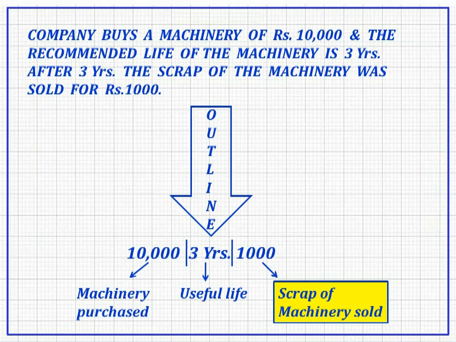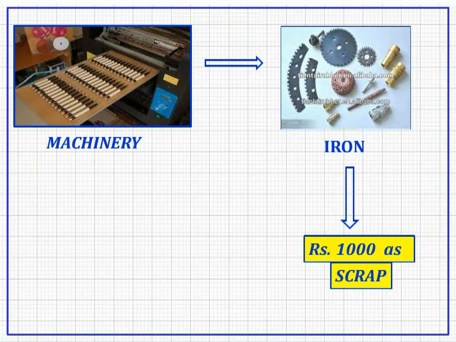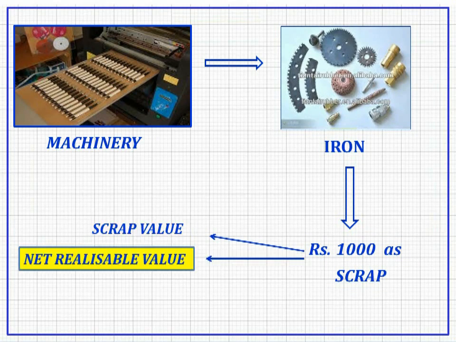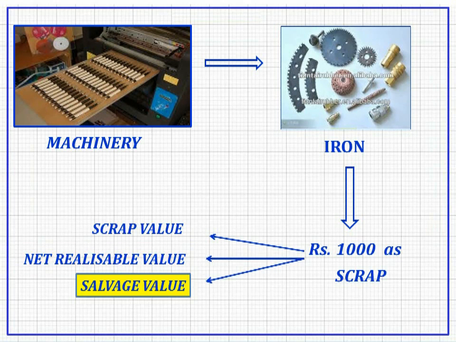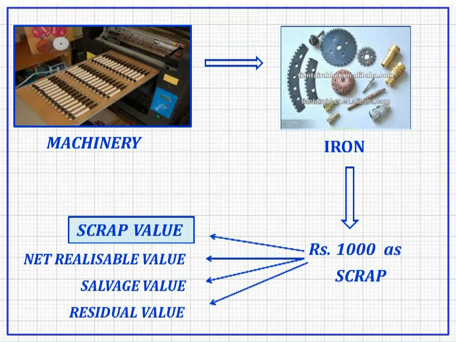If you have bought the machinery, naturally the machinery is made of some iron. If you can't use it as a machine, at least you can sell the iron for rupees 1,000 as scrap. So this 1,000, the value of scrap, is called scrap value or net realizable value or salvage value or residual value. So there are different names for this rupees 1,000, but I will call it scrap value in my questions in future.